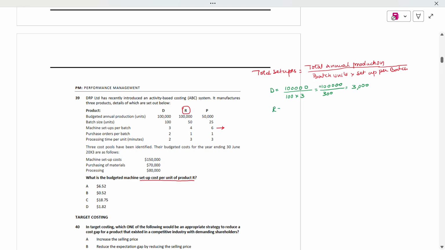Calculate R very quickly. How's it 3,000? No. 100,000 by 300. See, total units are how much? How many setups are there? These many setups still don't give you 3,000. It's not 3,000. It's 333.3.